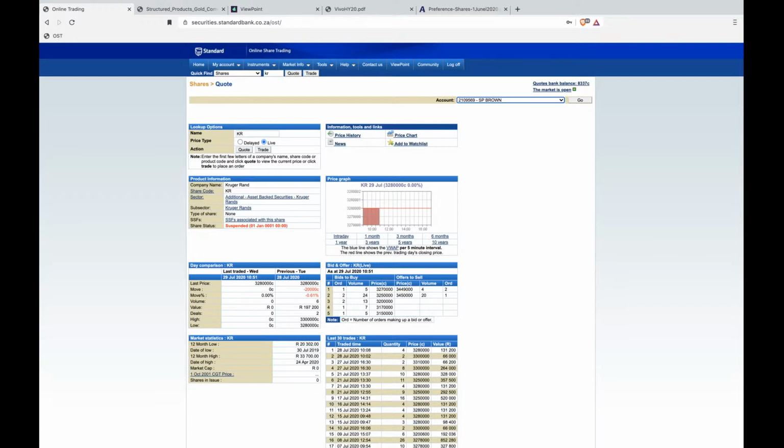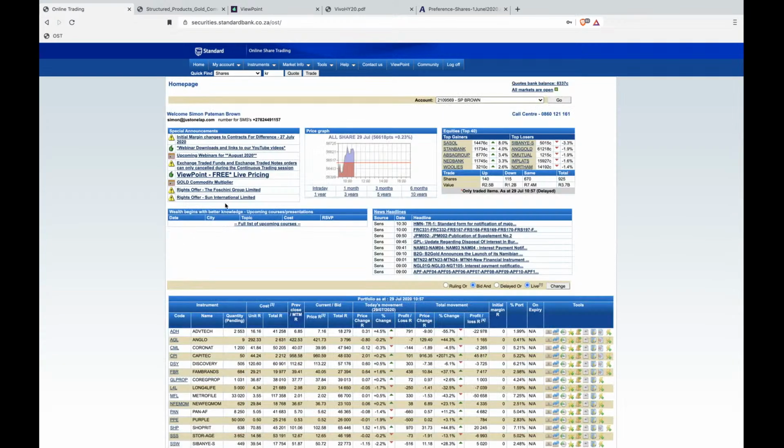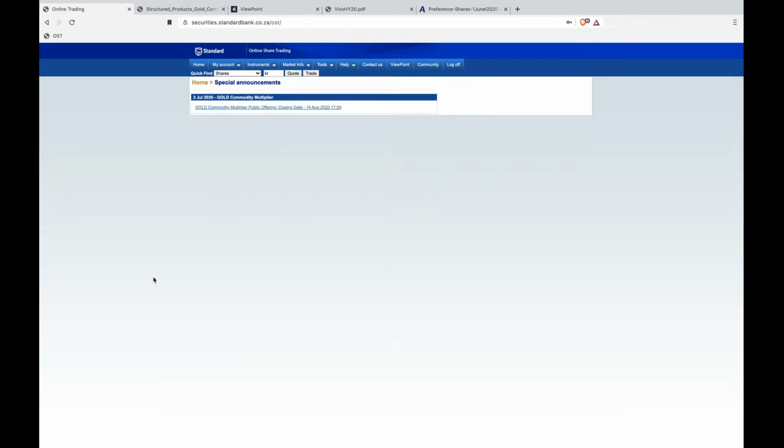Michael, so the minimum for online share trading clients is 250,000... sorry, the minimum is 50,000, and then in multiples of 5,000 thereafter.